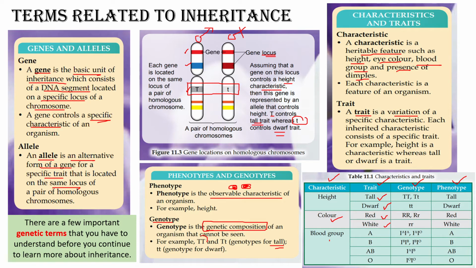For example, if the plant is tall, what's the genotype? Can be both capital letter T, or one capital T and another one small t, dominant dengan recessive allele. Manakala the genotype for short ataupun dwarf plants is characterized by both small letter t.